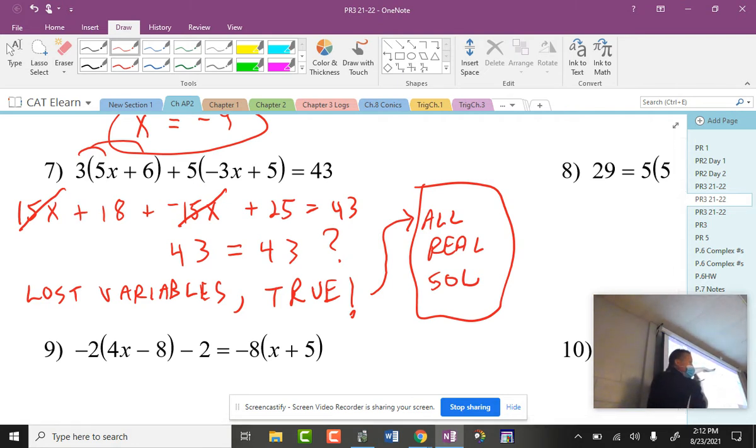It starts with a T and ends with a root. I don't have time for this. True! So any number that I plug in here, or even in the previous step, would make this equation true because the variables cancel out. So that is why that is an all real solution scenario.